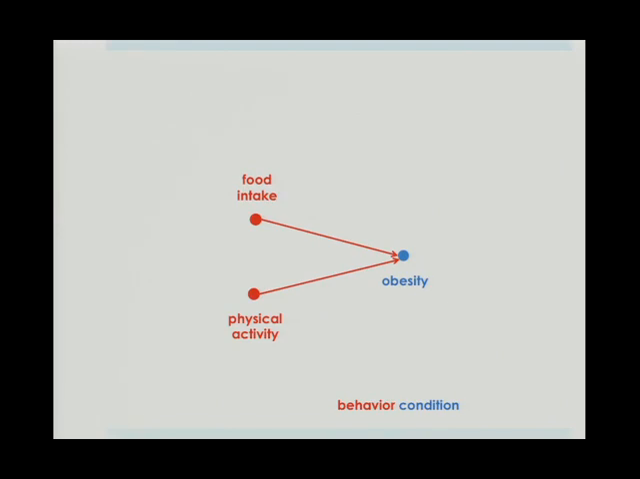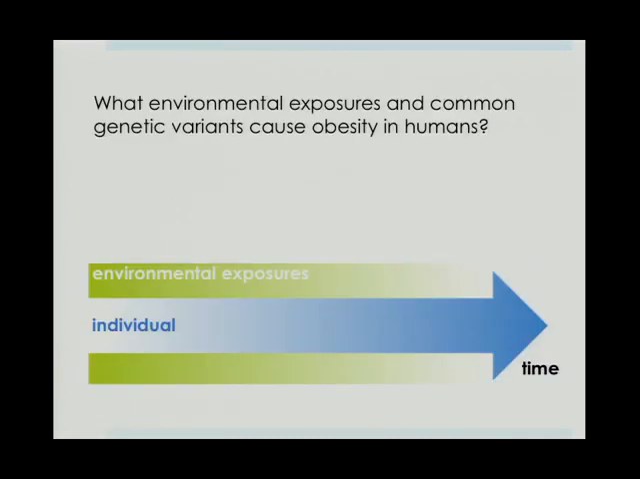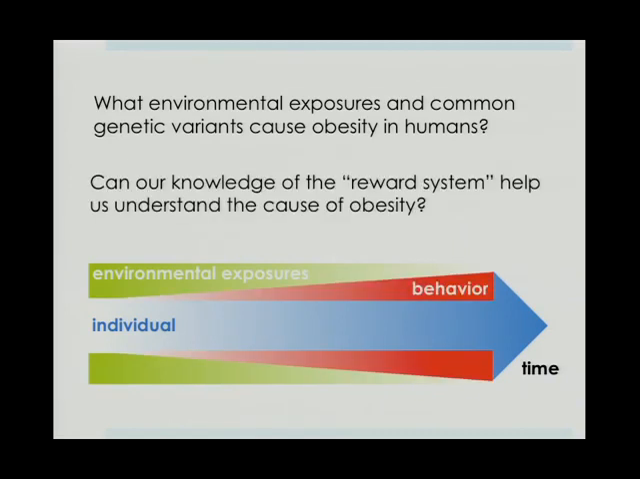Which leads me to my motivating question for today, which is, why exactly isn't this model of obesity more useful? So to answer this question, I first try to address what combination of environmental exposures and common genetic variants we think cause obesity in humans. And in the process of answering this question, I also began to wonder whether the reward system might be a useful theoretical construct to learn more about the cause of obesity. It is my hope that the answers to these questions might lead to rational prevention and treatment strategies.